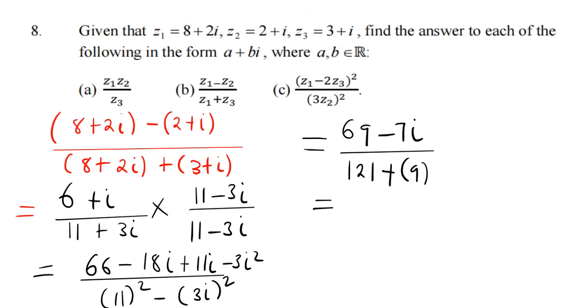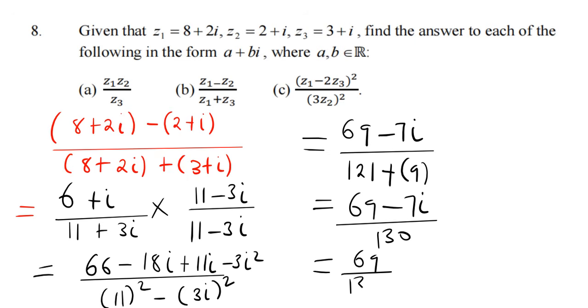So we're going to have 69 minus 7i over 121 plus 9, that will give us 130. Therefore our final answer now is going to be 69 over 130 minus 7 over 130 i. So basically this is how you solve this one.